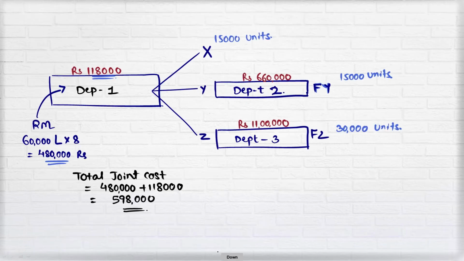But the problem is I want to distribute this 5,98,000 rupees. I will have to distribute it to X, Y, and Z. So distribution of joint cost between X, Y, and Z will be relevant.